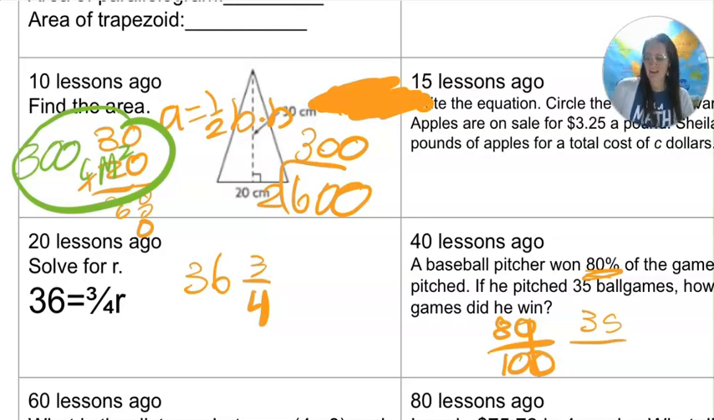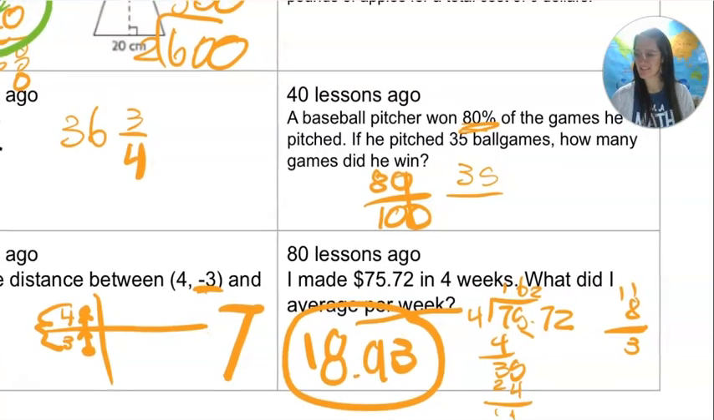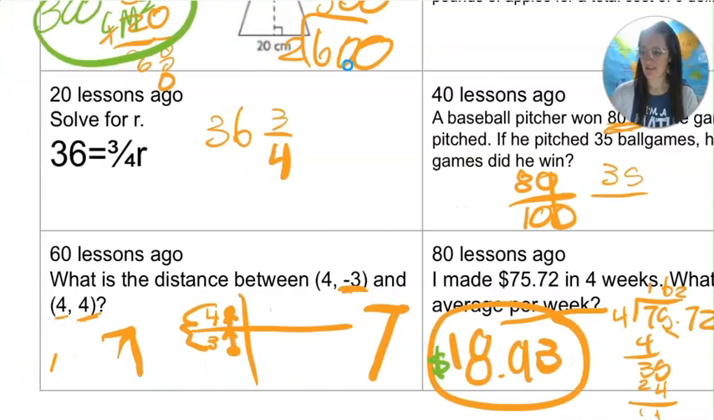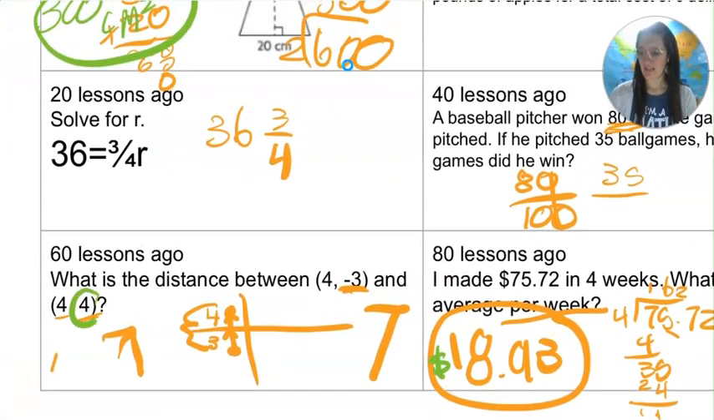All right. So this one was correct. Bye. She says bye. This is $18.93. Let's hurry and check her work. 75.72 divided by 4. Oh, good job, Maya. And then this one, you got to think 4 all the way to -3 is actually 7 steps, isn't it?